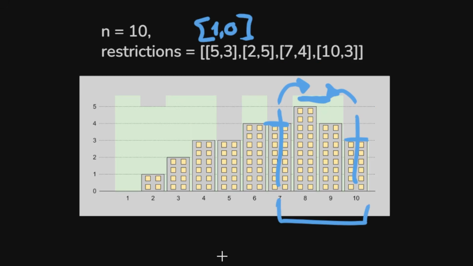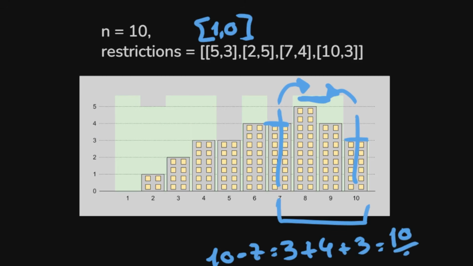How do we get the distance? Well, we do right minus left. 10 minus 7 is equal to 3. And now we can add the two heights, 4 and 3, and 3 plus 4 plus 3 is equal to 10. This divided by 2 is equal to 5. So this is the final result, and as you can see, the maximum height is 5.